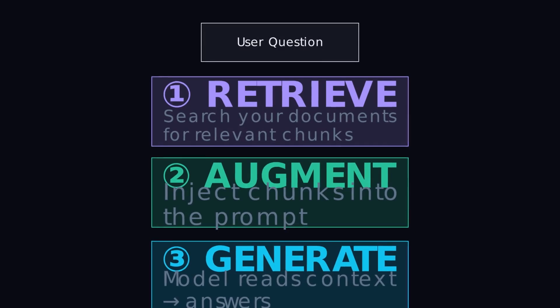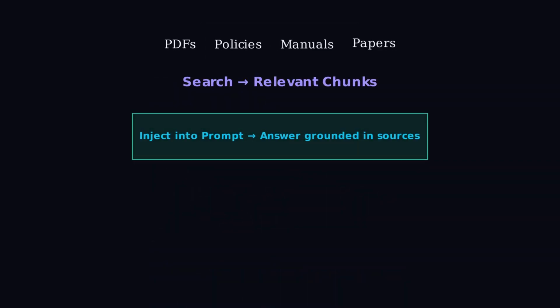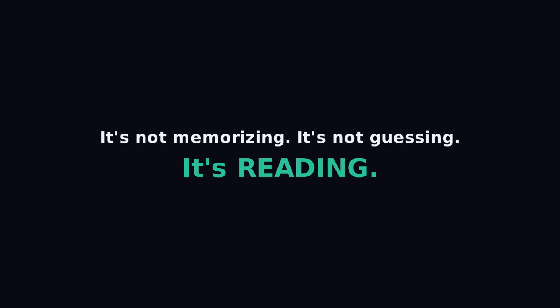First, you take the user's question and search through your own documents. These could be PDFs, company policies, product manuals, scientific papers, anything. You find the most relevant chunks of text. Then, you take those chunks and you inject them directly into the prompt, right above the question, like giving the model a cheat sheet before the exam. The model reads the retrieved documents, sees the answer right there in front of it, and generates a response grounded in real sources. It's not memorizing. It's not guessing. It's reading.